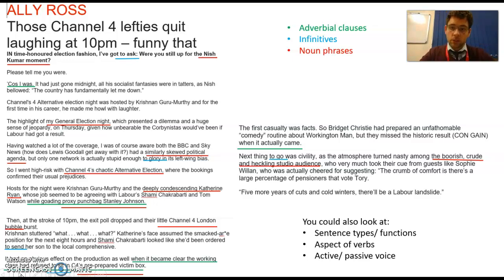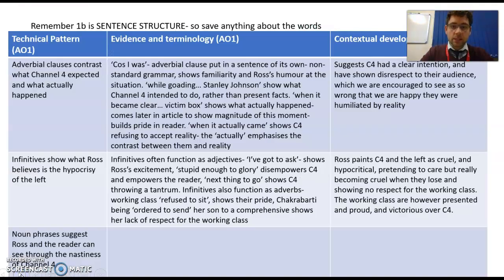And as with the others, I'll go through one in detail and show you what a paragraph might look like. I'll plan one but without writing it, so you can have a go at writing that. And then the last one, the noun phrases, I've underlined them there, but you can have a go at planning and writing a paragraph based on that. Okay, so you want to start with the technical patterns. You want to then show the evidence and the terminology you could use to back that up. Then you want to think about what's going on with context. Okay, the bottom one I've left blank so you can do yourself.